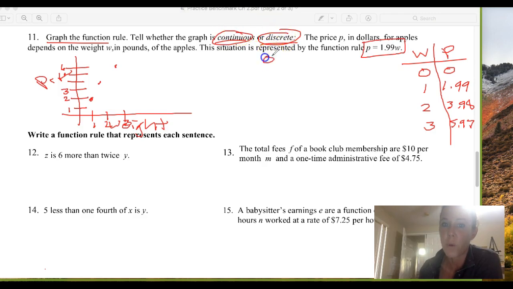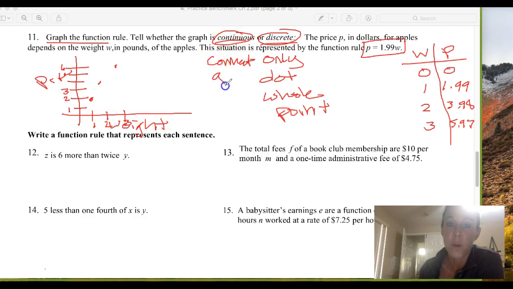Discrete means only dots, or only whole points, okay? Continuous means connect your graph, okay? You get the whole line, you get all the half points in between.